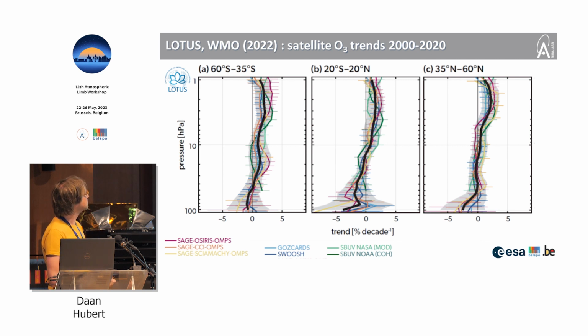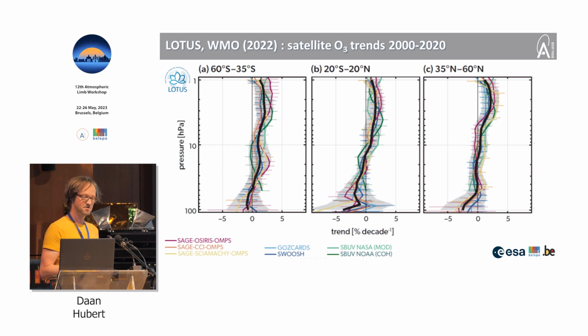Keep in mind that if you take the mean over all data sets, trends are just 1 to 2% per decade. So that's a very high level of stability that is required of these data sets in order to detect these trends.